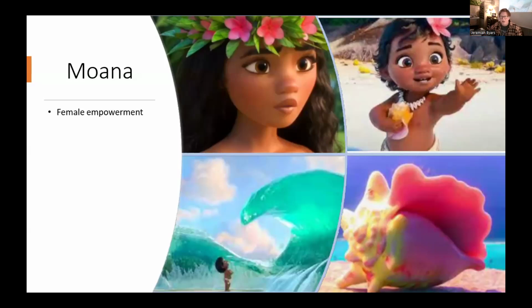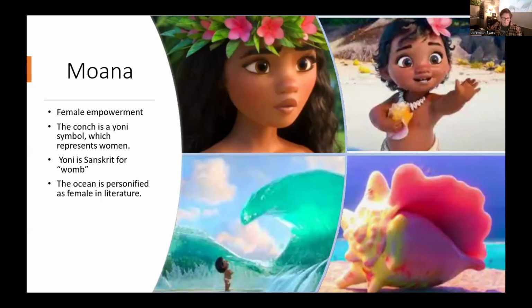She represents female empowerment. The conch, the seashell, was called a yoni symbol, which represents a woman. Yoni, I think, is Sanskrit for womb. Okay, so that's unique to women. Oh, I said it right there. Yeah, yoni is Sanskrit for womb.